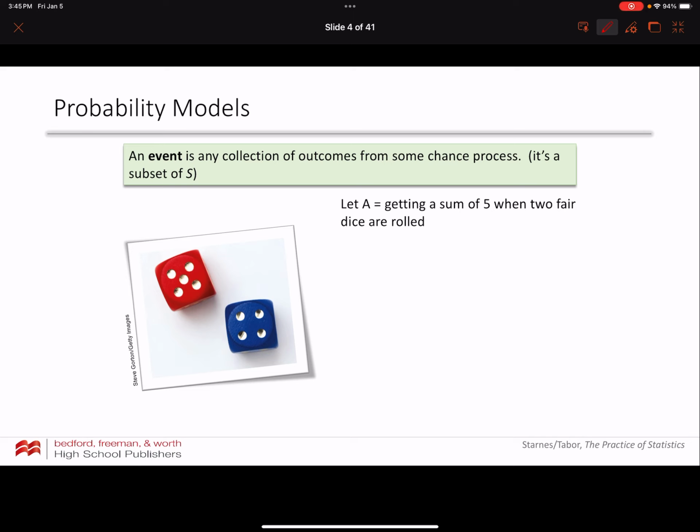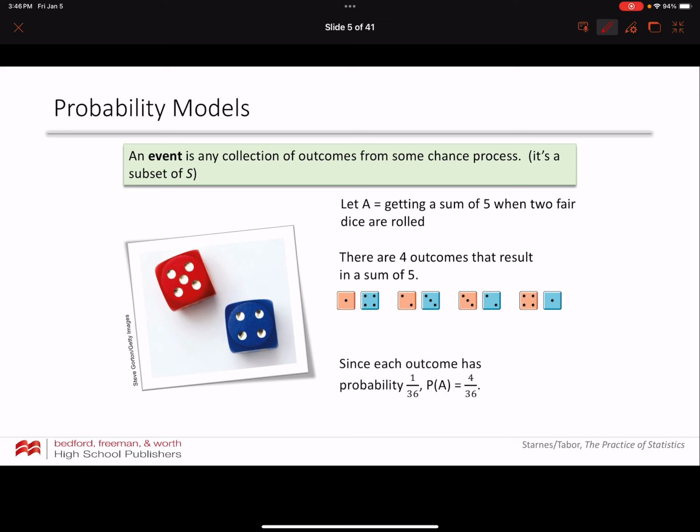Let event A, and a lot of times we call events by a capital letter, represent getting a sum of 5 when 2 fair dice are rolled. So if I roll 2 fair dice, how could I get a sum of 5 when I add them together? On the first die, I could get a 1, on the second a 4, or I could get a 2 and a 3, a 3 and a 2, or a 4 and a 1. So there's 4 possible outcomes, and there's 36 total outcomes when I roll 2 dice and add them together.